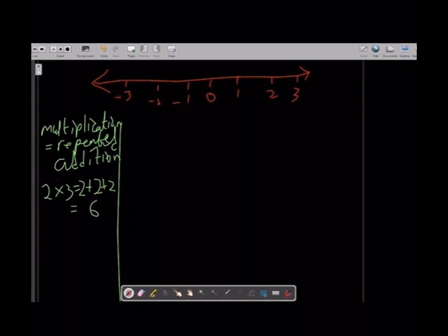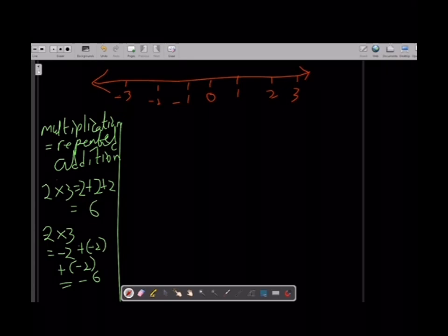At the same time, if I've got negative 2 times 3, I need to what? I need to add negative 2 3 times. That gives me negative 2 plus negative 2 plus negative 2. And this yields what? This will yield negative 6. And we all know that negative 2 times 3 is negative 6, and we know 2 times 3 is also 6.